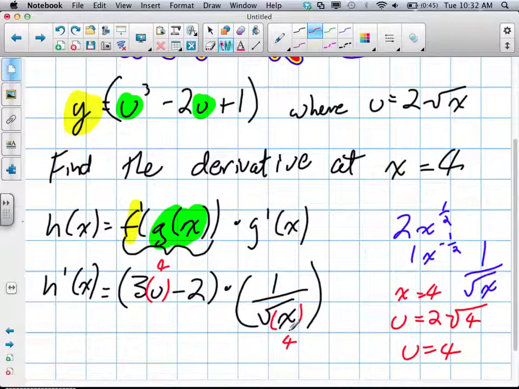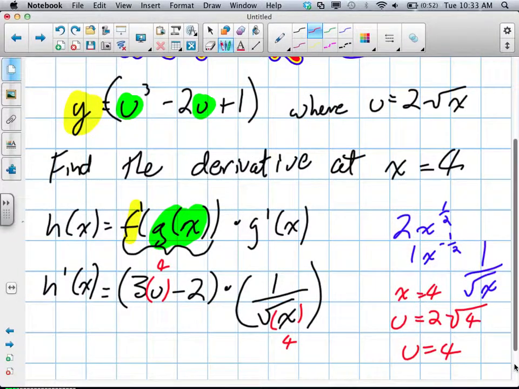Do they want just an equation? No, they just want what the value would be. So the value of our h prime x. Now that's solving it with two different variables. You have to keep in mind and remember that you are using two different variables. Don't put in an x for a u or a u in for x.